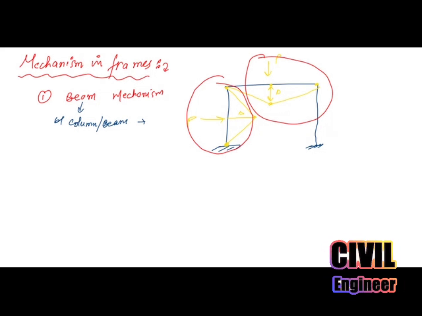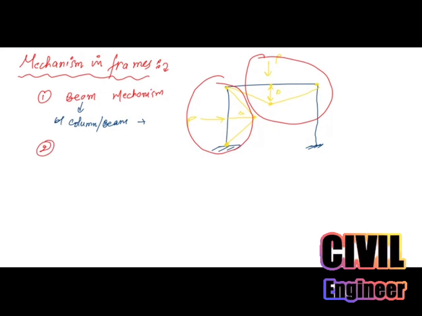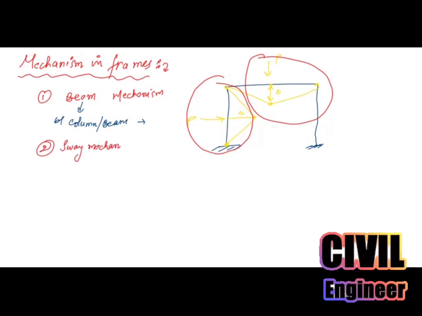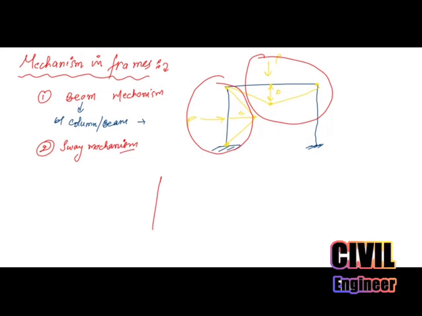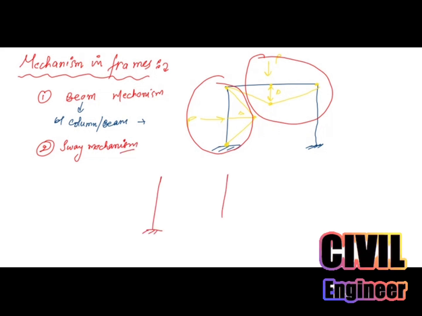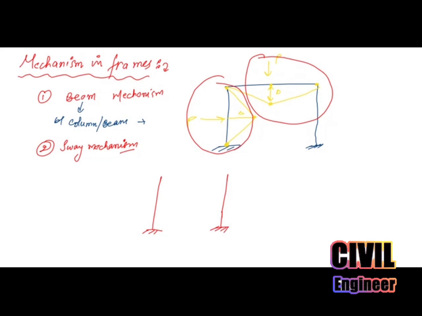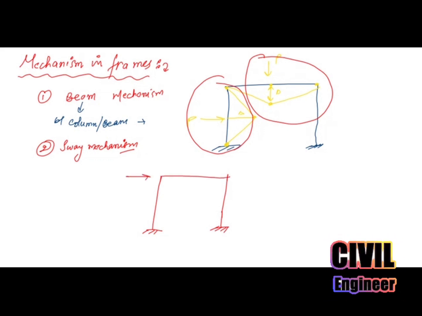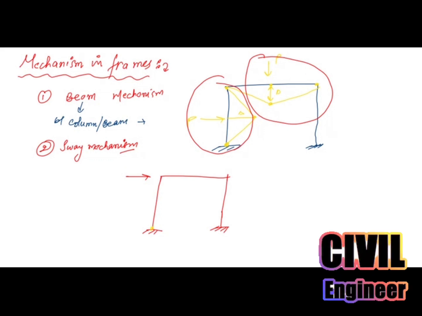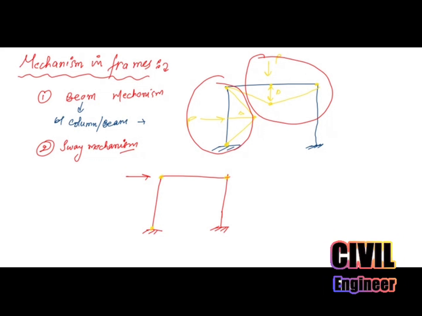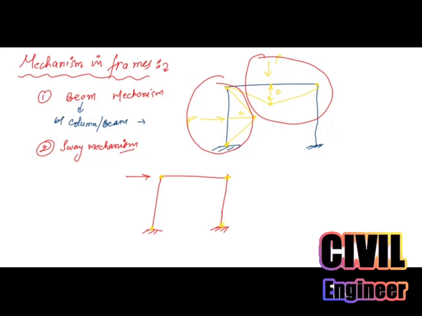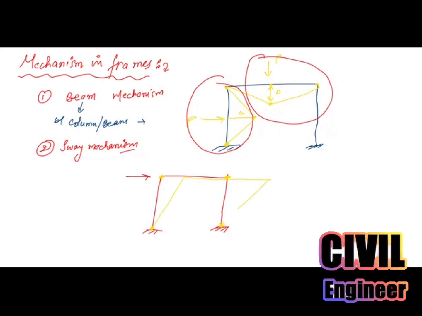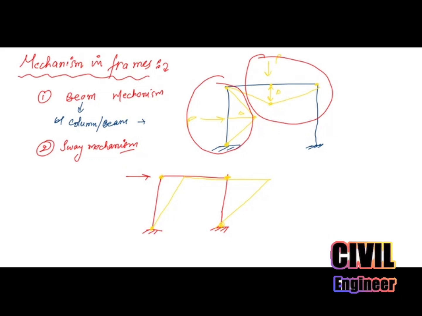We have a second mechanism, that's the sway mechanism. Sway mechanism means like this. Four hinges are formed.